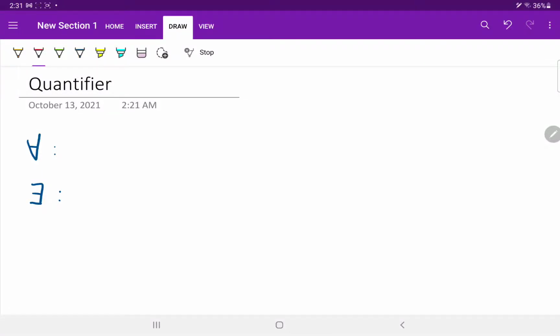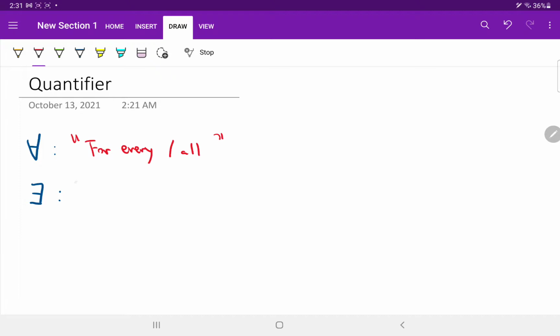So hi guys, today we're gonna take a look at two most important quantifiers that you will learn in calculus, with proof. So the first one is a flipped A, right? So what does it mean? It means for every, or all.